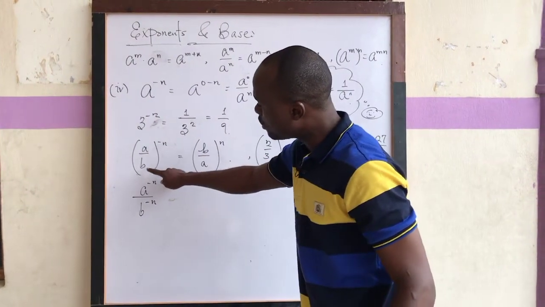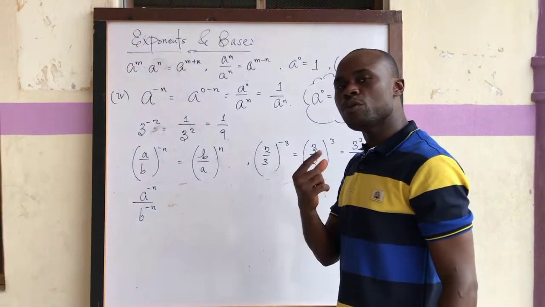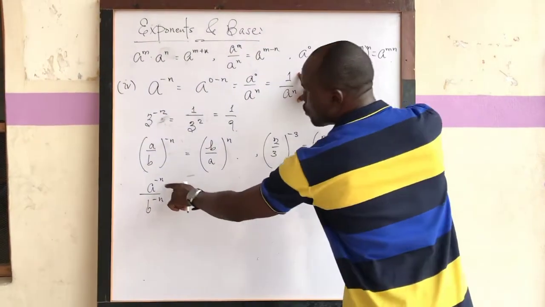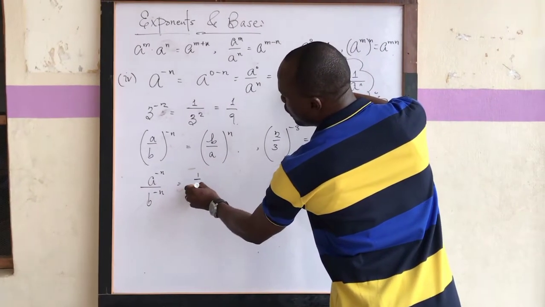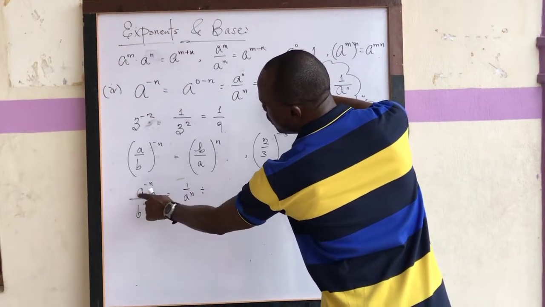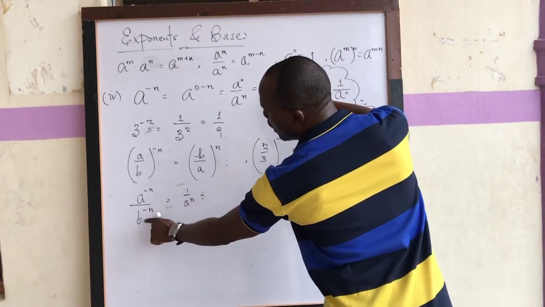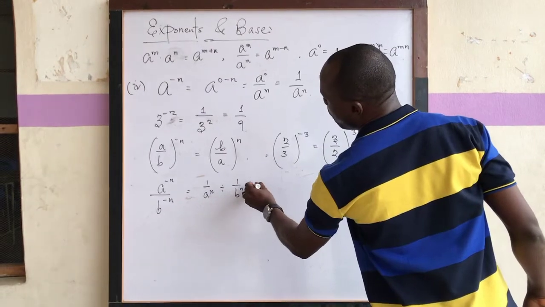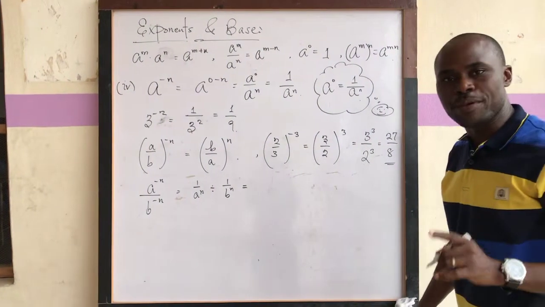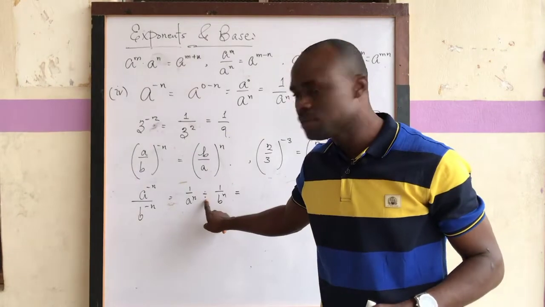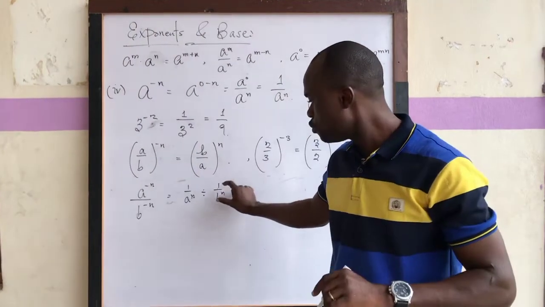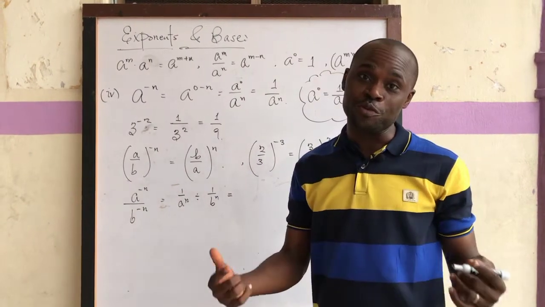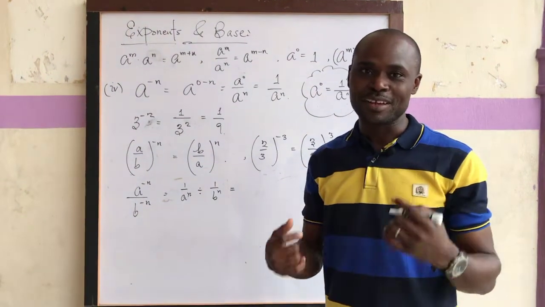So this is a raised to the power of minus n, and b raised to the power of minus n. And we know very well that if we follow this rule, this is going to be 1 all over a raised to the power of n, divided by b raised to the power of minus n, which is 1 all over b raised to the power of n. And we know in basic mathematics that if we change this division to multiplication, we should turn this upside down. It's basic math we all knew in primary school.